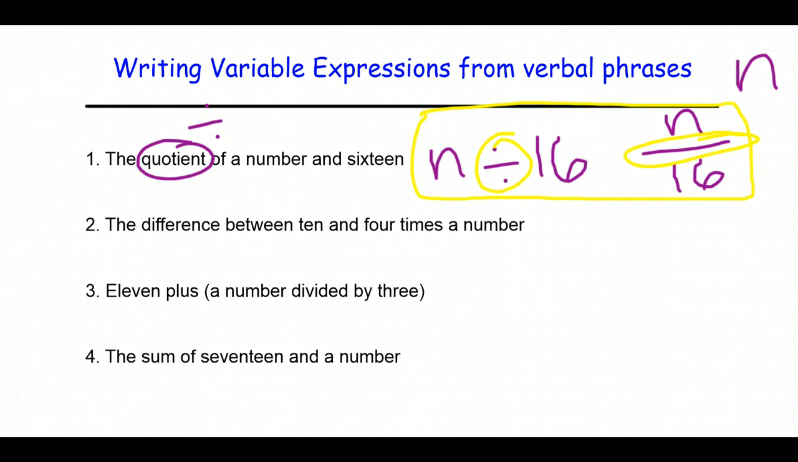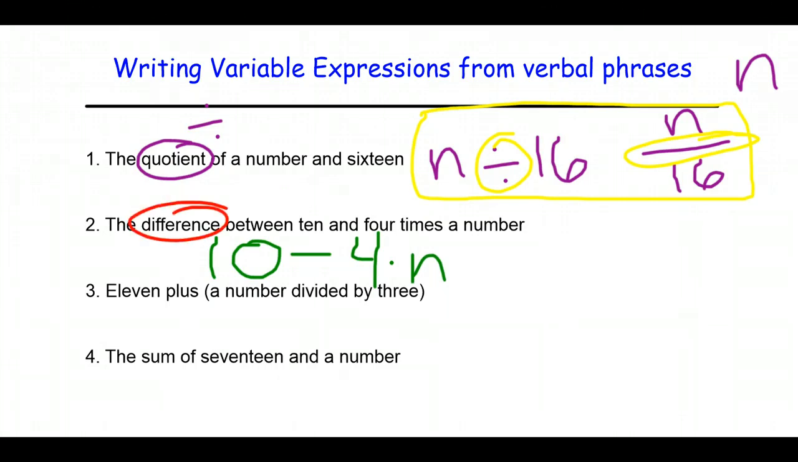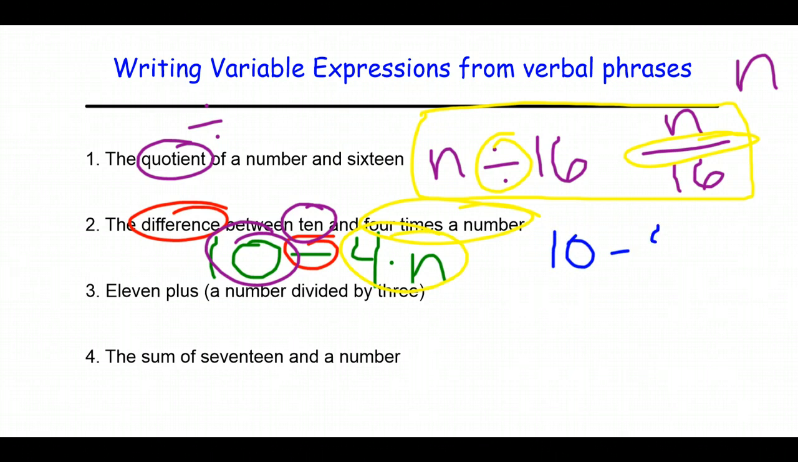The difference between 10 and 4 times a number. Now, a difference means we need subtraction. 10 comes first, so we're going to put the difference between 10, which comes first, and 4 times a number, 4 times a number n. The difference between 10 and 4 times a number. So what we want in this case, 10 minus 4n for number 2.